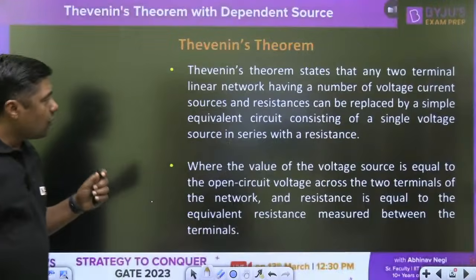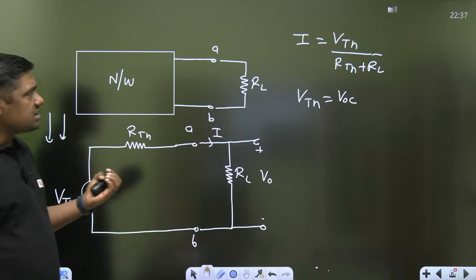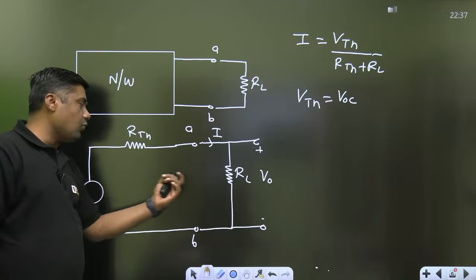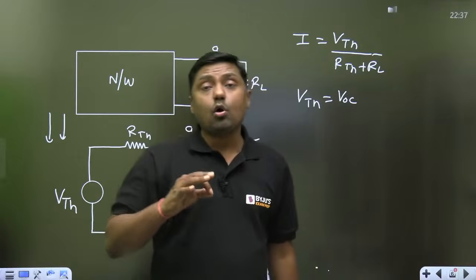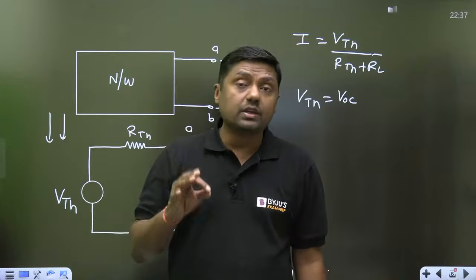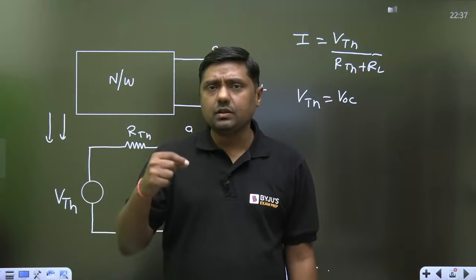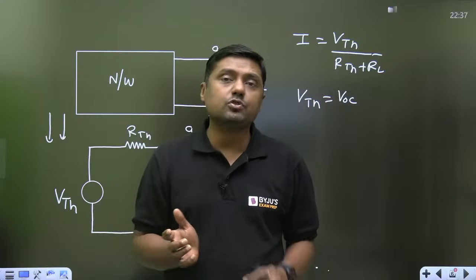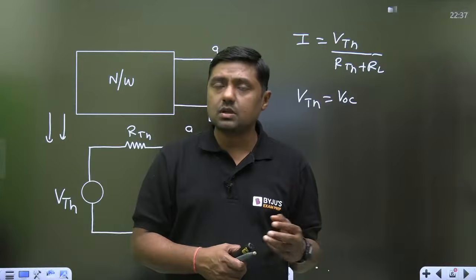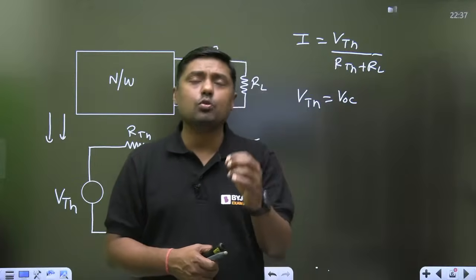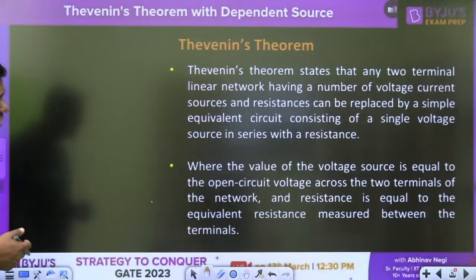Second thing, what is RTH? RTH is nothing but the equivalent resistance seen from points A and B. Normally we find the equivalent resistance by making all active independent sources 0. But if a dependent source is present in the circuit, then we have to change the method. There are a number of ways to solve those questions, and I will discuss each in detail with numericals and some examples.